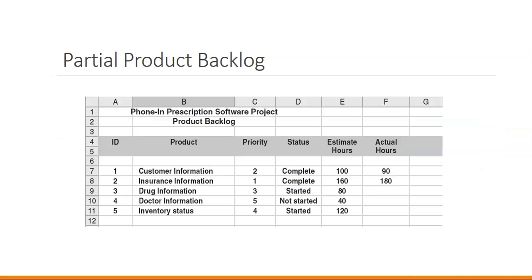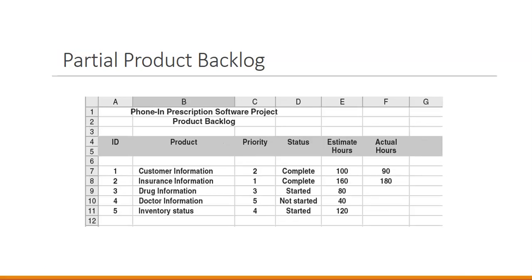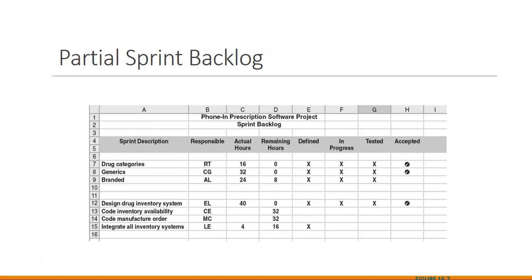This is an example of a partial product backlog for an agile project. So what has been completed, what has been started, what isn't started yet, the estimated hours, and the actual hours. And then this is looking at an actual sprint. So the full product information would be here, and then we have the sprint information here. So what is actually involved in that sprint, the actual hours, and the hours remaining.